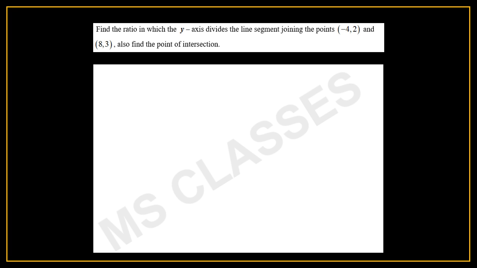Here there are 2 points given. We take the first point as A, which is minus 4 comma 2. And the next point we take as B, which is 8 comma 3, divided by the y-axis. And we have to find the point of division also. So here is the point A, which is minus 4 comma 2. Here is the point B, which is 8 comma 3.